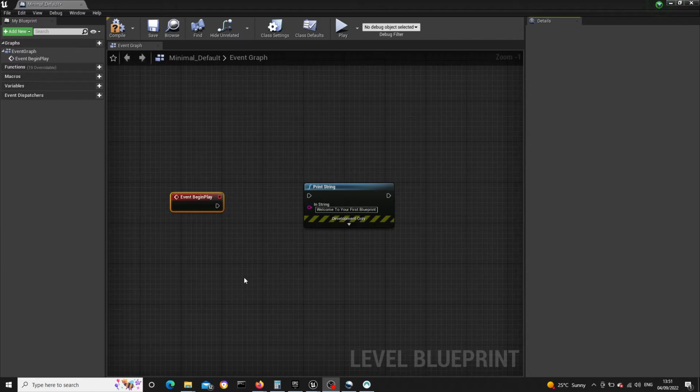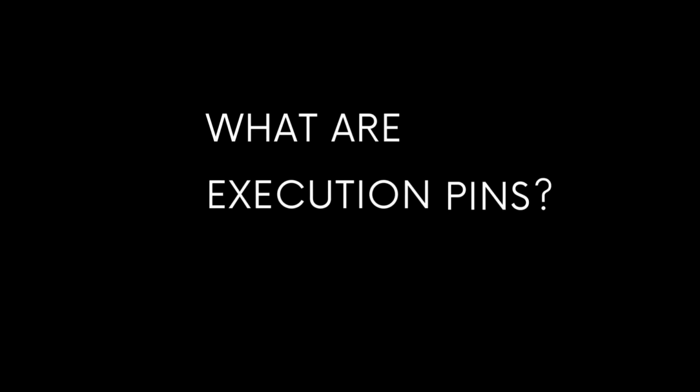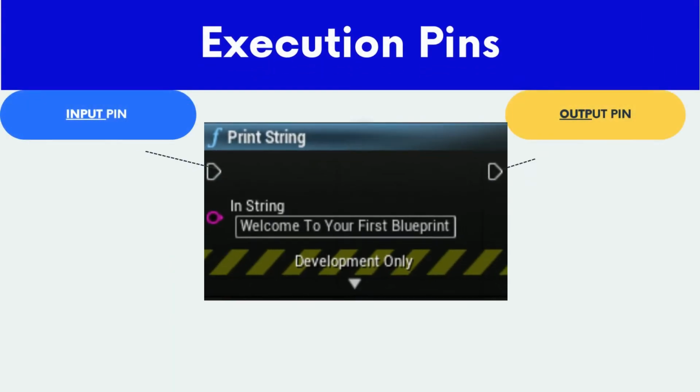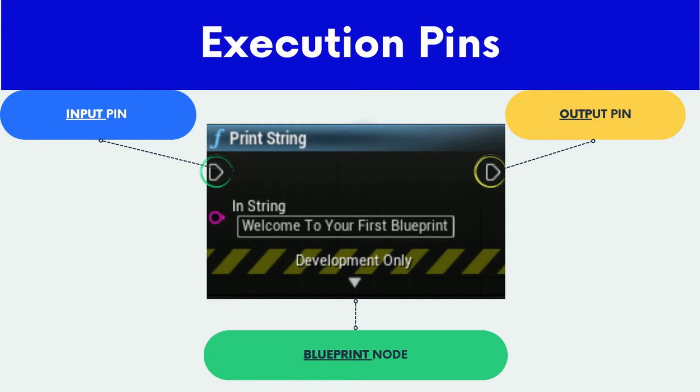If you notice, the nodes have these arrows on either side of them. These arrows are known as execution pins. Execution pins are basically types of sockets that are used to connect with each other. The pins on the left are known as input pins, and they are used to determine when a node should run. The pins on the right are known as output pins, and are used to determine what should happen after the node function has run.